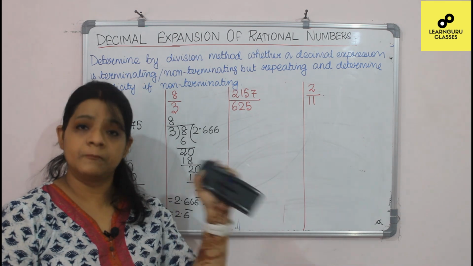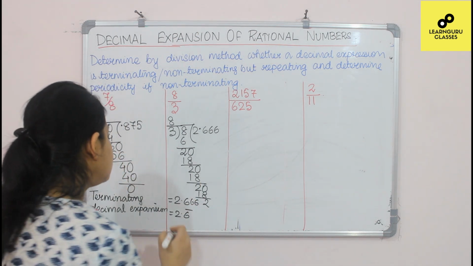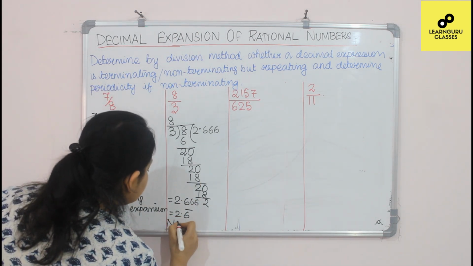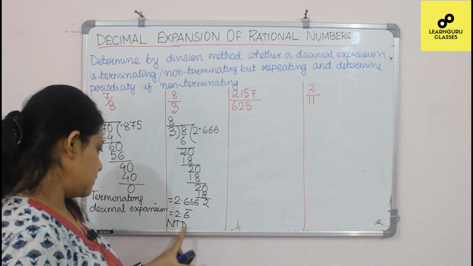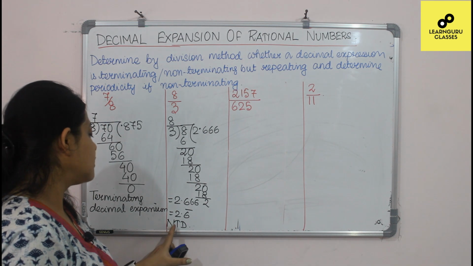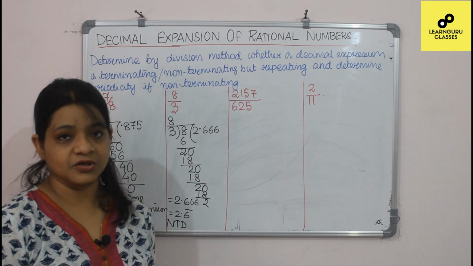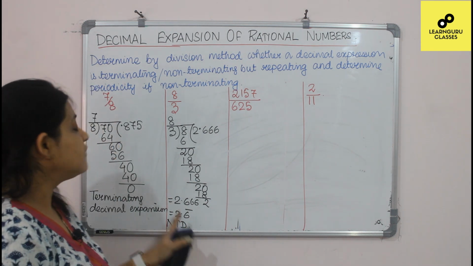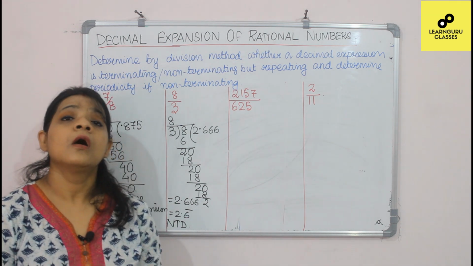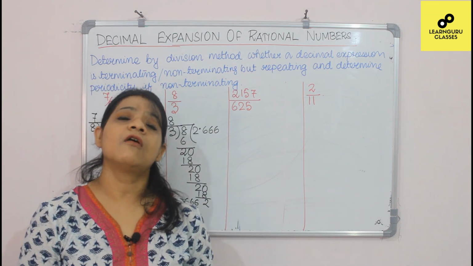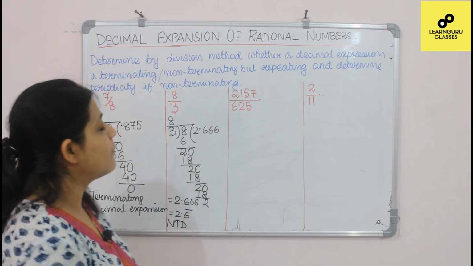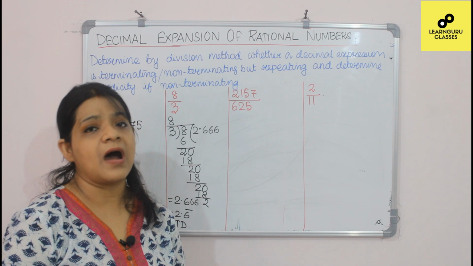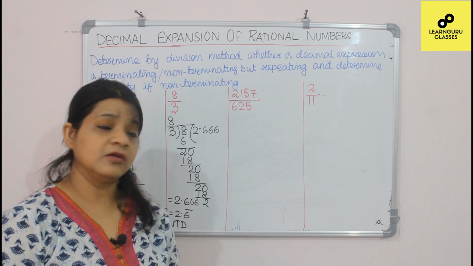6 is being repeated. Okay, so this is a non-terminating decimal expansion. I am writing only in small abbreviation, non-terminating decimal expansion. Okay, so what is its periodicity? How will you determine the periodicity of a non-terminating decimal expansion? Simply the number of digits under the bar will give you the periodicity.